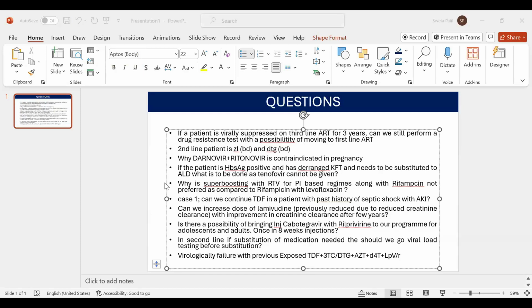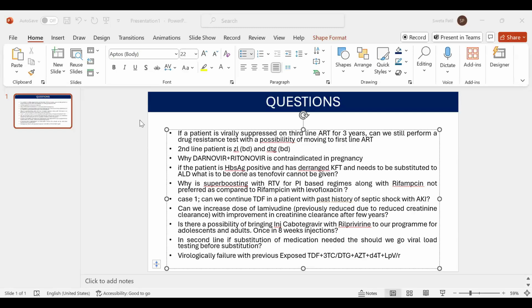In second line, if substitution of medication is needed, should we go for viral load testing before substitution? Yes, yes. Again, we should go for viral load before substitution. Whatever the line, it is better to do the viral load, because substitution with a single drug will not be advisable in case the viral load is high. We have to have a complete switch. So first line it is advisable, second line also.